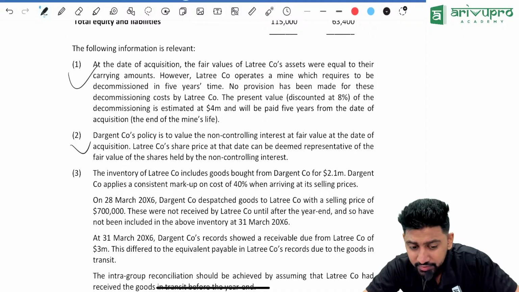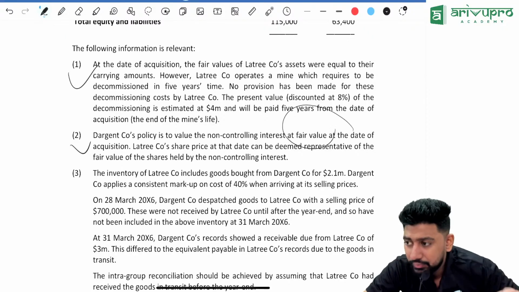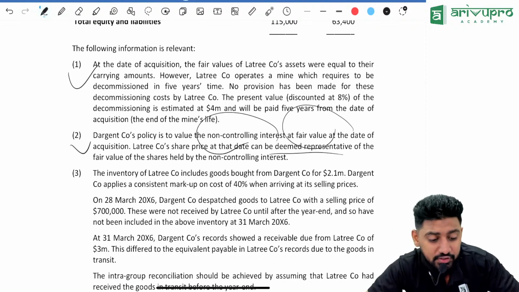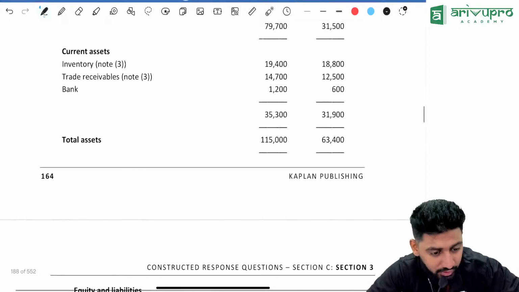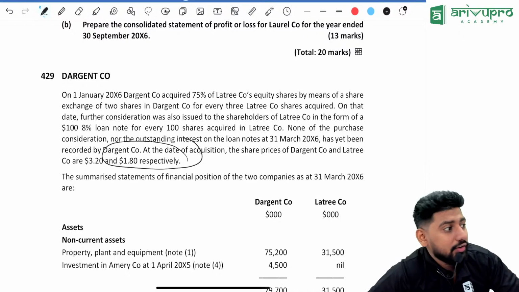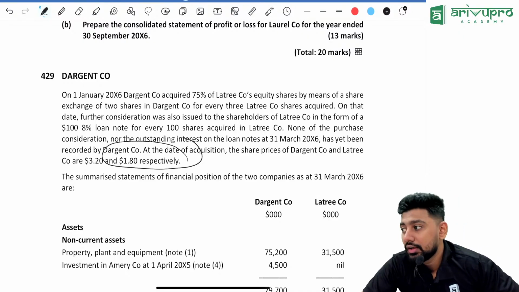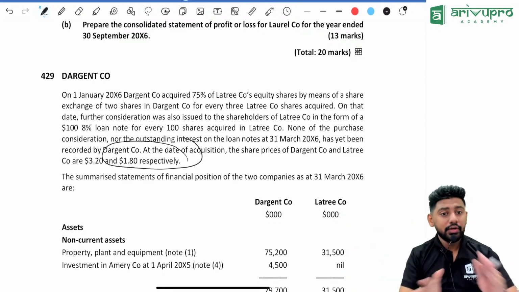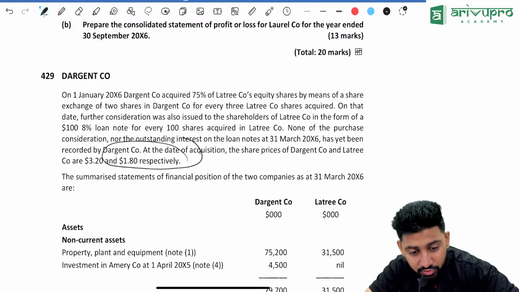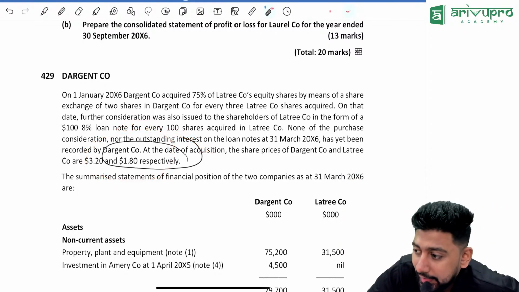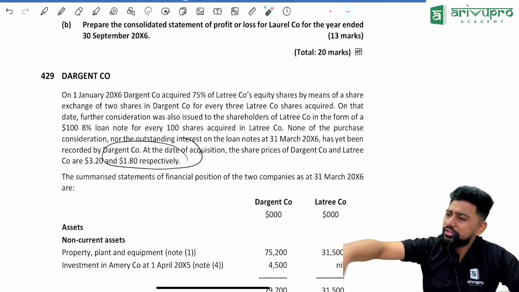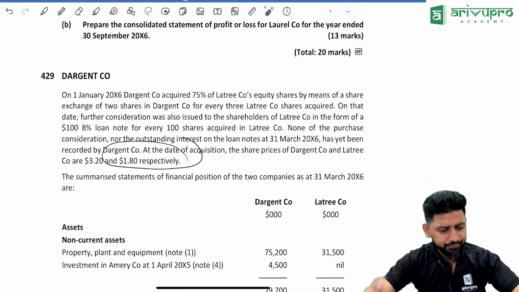Darjan's policy is to value the NCI at fair value at the date of acquisition. Else the share price at that date can be deemed representative of the fair value of the shares held by NCI. Okay? Why have they given you that? To calculate NCI goodwill. We have the proportionate basis and the fair value basis. If it's the fair value basis, what have they given you? 1.8. Consider this as your fair value share price. So when we come to NCI goodwill, we will look into that. No problem.